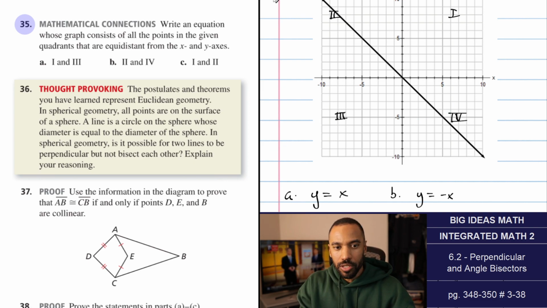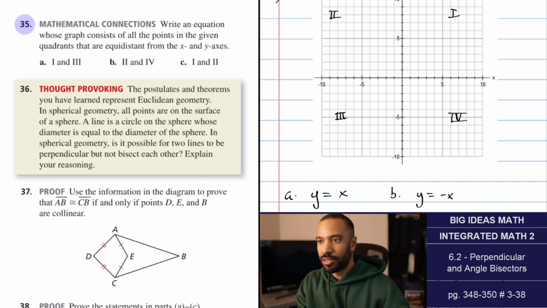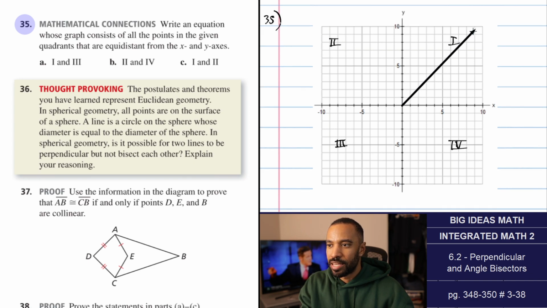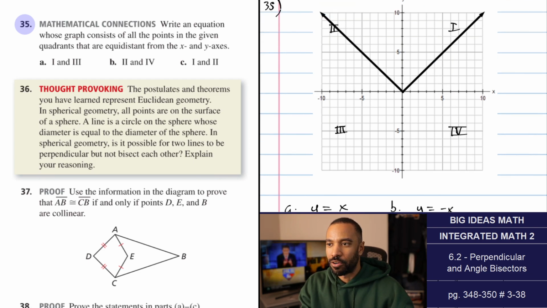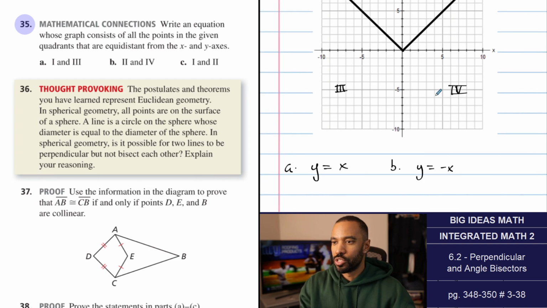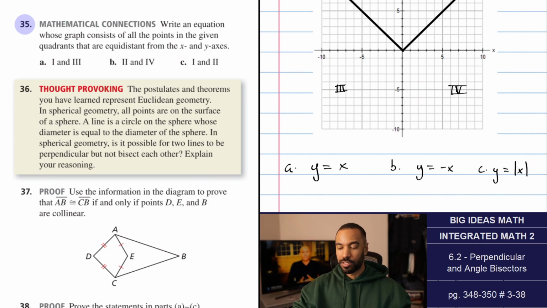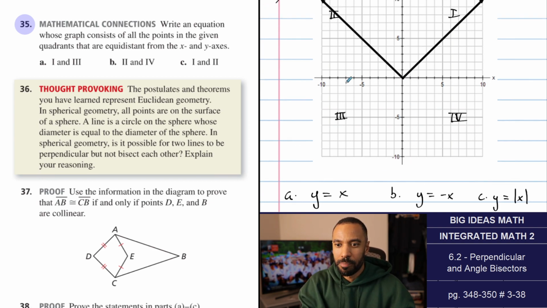Okay. C is a little tricky. C says it needs to go through 1 and 2. Well, it's not going to be a line anymore, at least not a single line. Instead, it will be a V-shaped graph. Now, we did this all the way back in chapter 1, section 1, an absolute value graph like that. That'll keep it equidistant to those two quadrants. That is y equals the absolute value of x, where h and k are 0, everything like that.